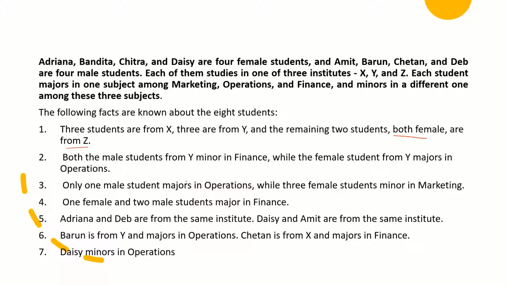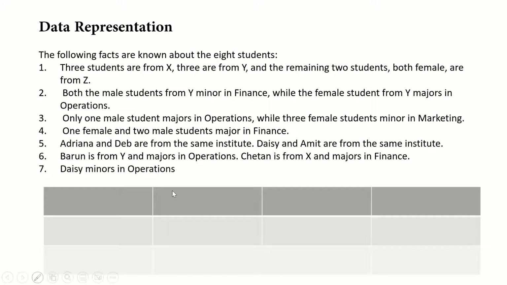Adriana and Deb are from the same institute. Daisy and Amit are from the same institute. So Adriana and Deb could be from institute X or Y. Similarly, Daisy and Amit could also be from institute X or Y. Barun is from Y and majors in operations. Chetan is from X and majors in finance. Daisy minors in operations. Perfect. Now, we have a table in which we will be trying to represent the data.